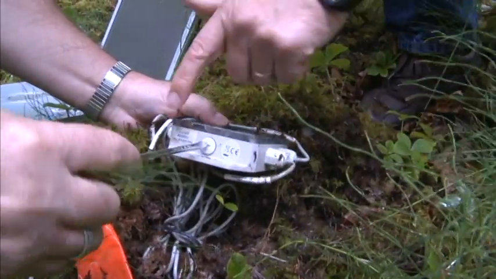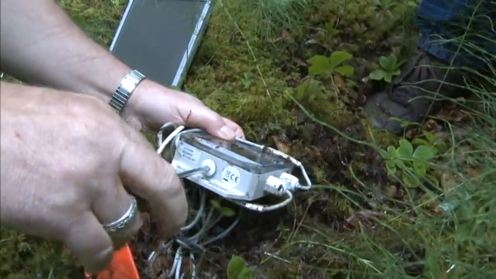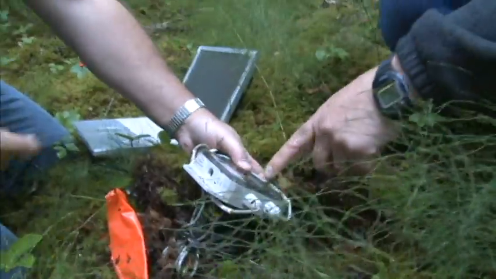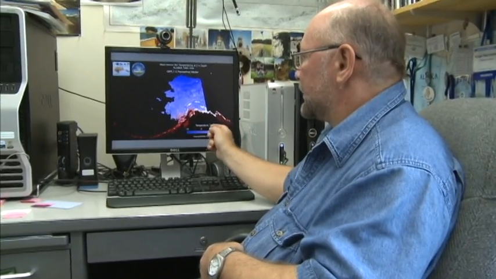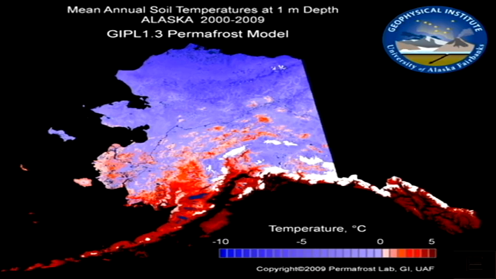So it's a little bit dirty, but still working, it seems like. This is a small indicator that's blinking, which means that it's still logging. This is a permafrost distribution and temperature of ground. This is a temperature scale. Everything red is above 0 Celsius and blue is below 0.